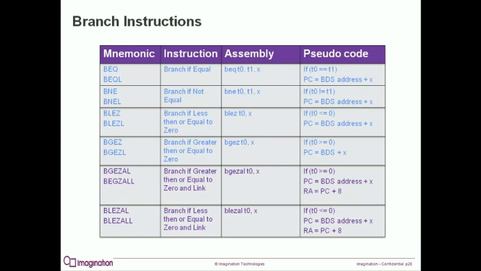Branch less than 0 and link will branch to the PC offset and set the return address register to the next instruction after the delay slot if the source register is less than or equal to 0. Branch greater than 0 and link will branch to the PC offset and set the return address register to the next instruction after the delay slot if the source register is greater than or equal to 0.